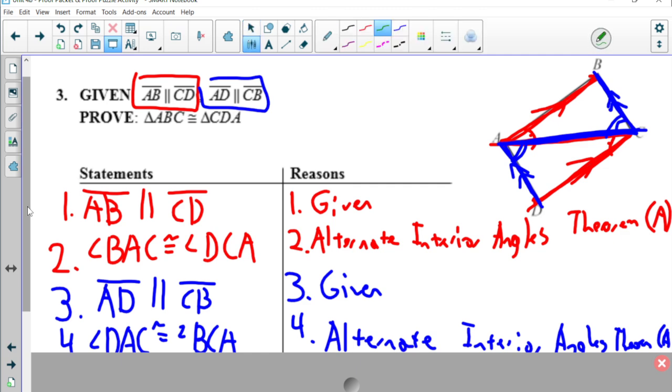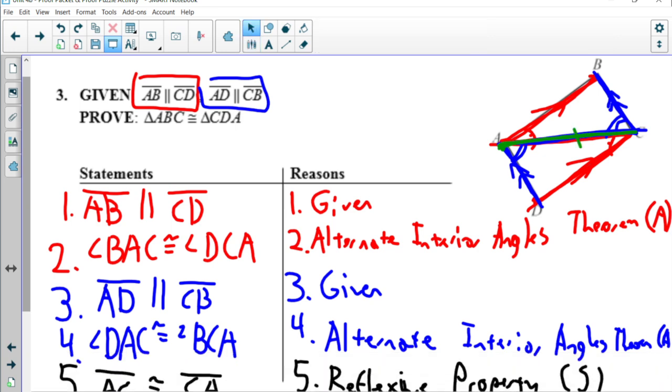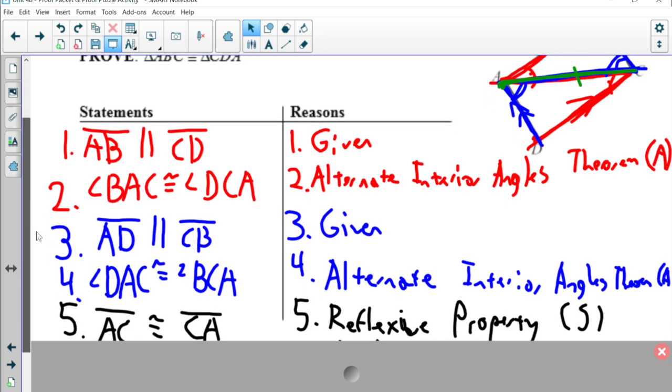Now we're out of given information. So now we look to the diagram, and our choices for the diagram are reflexive property or vertical angles. And so we look at our diagram. Which one do we see? It's reflexive property. And reflexive property is from A to where? C. Yes. This side is common in both triangles. So we're going to say that's going to be congruent to itself, reflexive property.